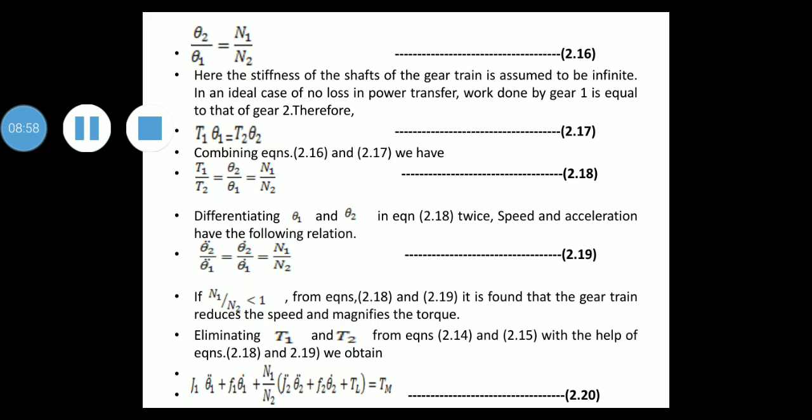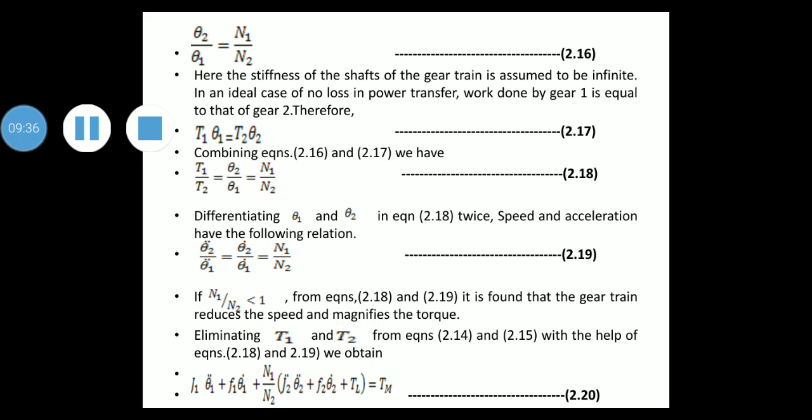We consider an ideal case where there is no loss in power transfer, so the work done by gear 1 is equal to that of gear 2. Therefore T1 theta 1 is equal to T2 theta 2. These two equations are taken as equations 2.16 and 2.17. Combining equations 2.16 and 2.17, we have T1 by T2 is equal to theta 2 by theta 1, which is equal to N1 by N2. This is taken as equation 2.18.